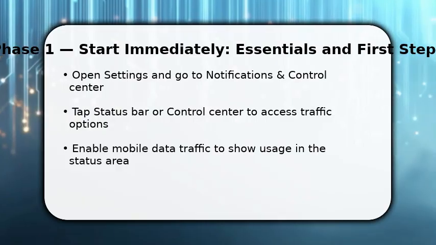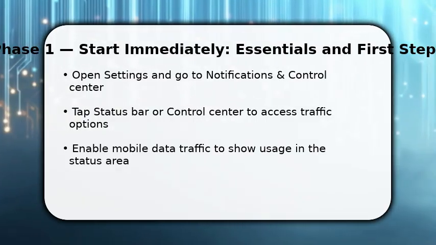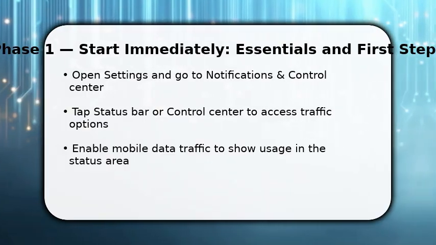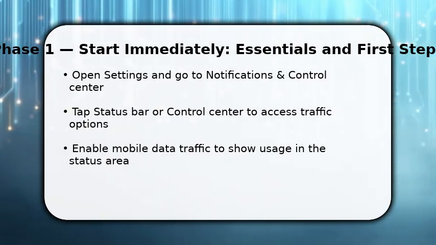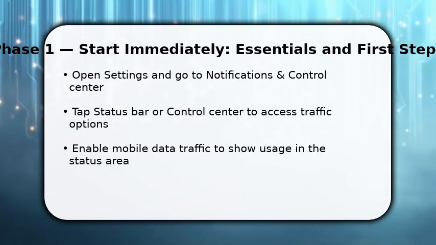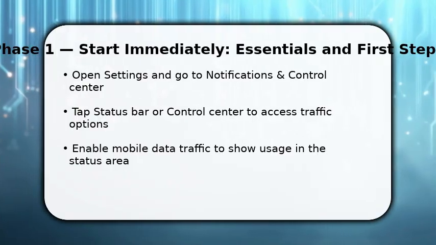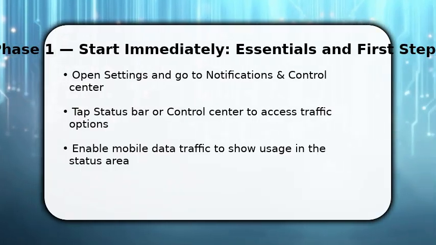You start by enabling the traffic indicator so real-time data appears. Open Settings, then Notifications and Control Center. Once there, tap Status Bar or Control Center to reveal traffic options. Turn on the Mobile Data Traffic or Data Usage display. This places a live traffic counter in the status area.